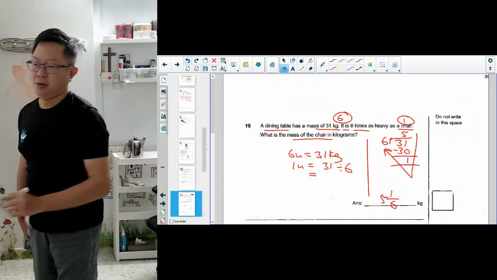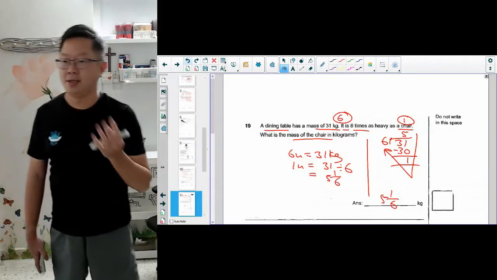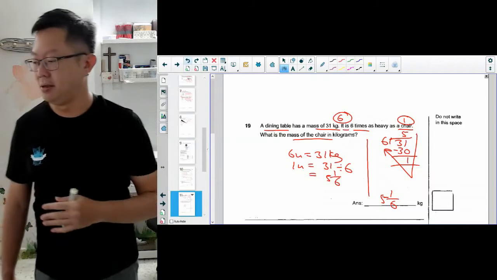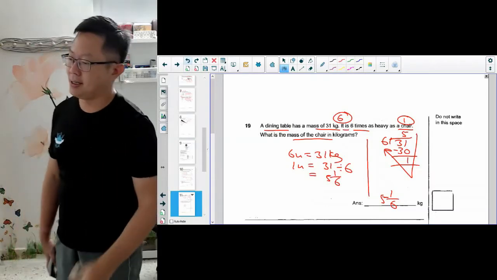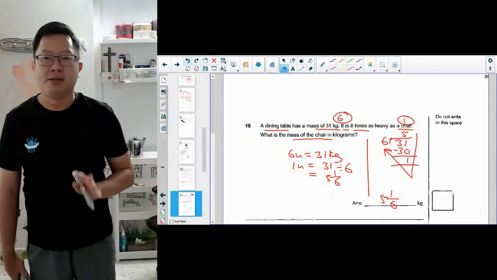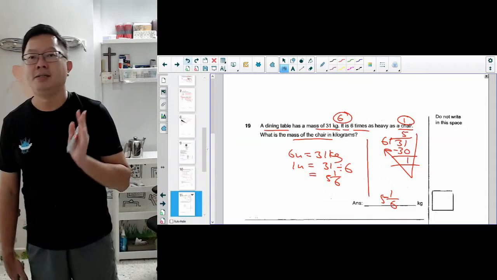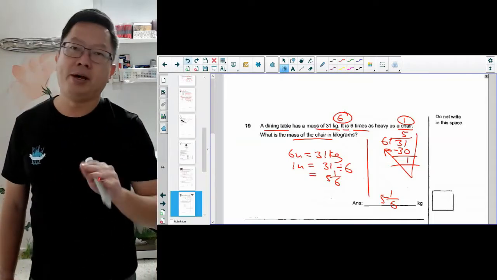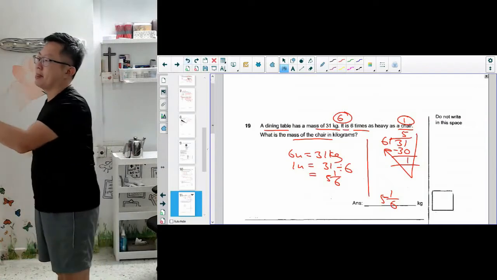If you were to continue to divide, it gets a bit risky, because you may divide wrongly, and then your decimal may end up to be the wrong answer. Alright, so if the question never asks you to convert to decimal or never asks you to write in decimal places, then what should you do? Then you should just write as a fraction. Okay, next one, question 20.